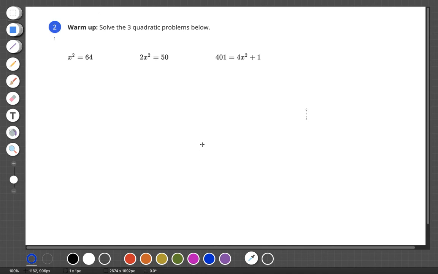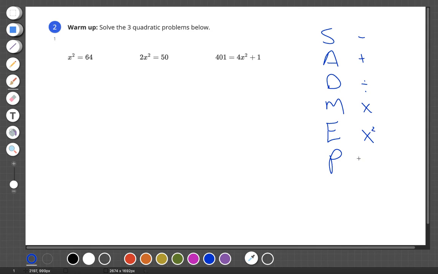All right, so the key to this warm-up was to remember a few things. The first thing is that we're going to use our PEMDAS in reverse. So that is SAD, MEP. That's the order in which we need to do things. Just remember that this is subtraction, addition. This is division, multiplication. This is exponents. And this is parentheses. And remember, these go together and these go together. So we're going to go in this order.